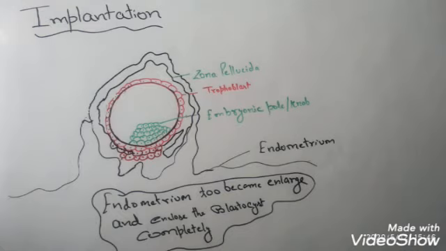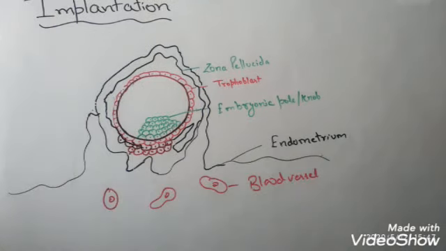Now, after this process, the next step is the proliferation of the blood vessels in the uterus. As shown in the figure, I have used a red marker. Within the uterus lining, there is an abrupt increase in the proliferation of blood vessels taking place. Here in the figure, I have only shown three, but in reality, the number is more than shown.